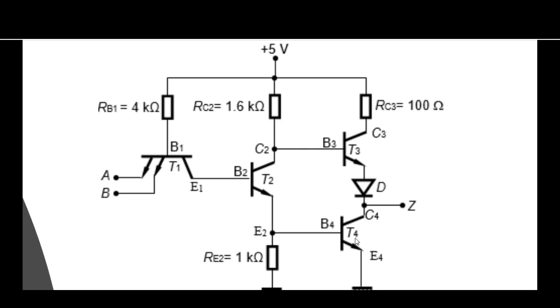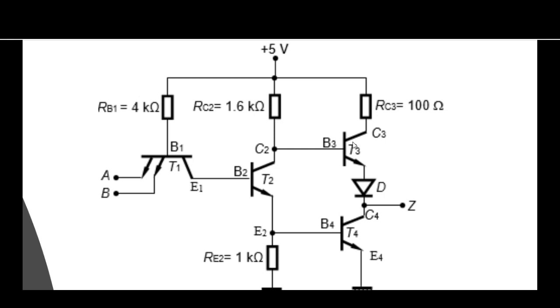Case 1, when A and B both are 0, the base of T1 is pulled down to approximately 0.7 volt. This reduces the collector voltage of T1, which is coupled directly to the base of T2. That forces T2 to turn off. Since T2 is turning off, its collector voltage is approximately 5 volt, which is directly coupled to the base of T3. The T3 transistor will turn on.